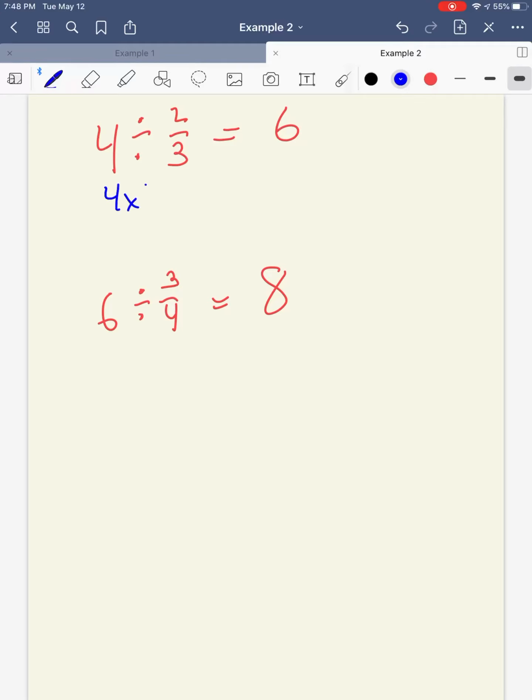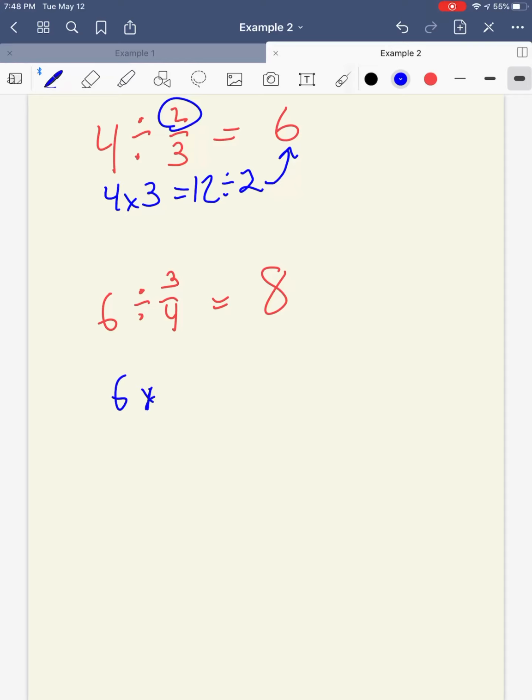Let's kind of just clear the page, clean it up a little bit. Oh, I already forgot. How great is that? That's all right. 4 divided by 2/3, 6 divided by 3/4. So this was 6 and this was 8. And we know that 4 times 3 is 12. How can I go from 12 to 6? Oh, I divide by 2. And look, the 2 is right there. And 12 divided by 2 is 6.